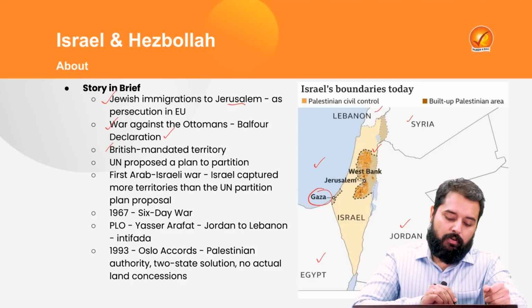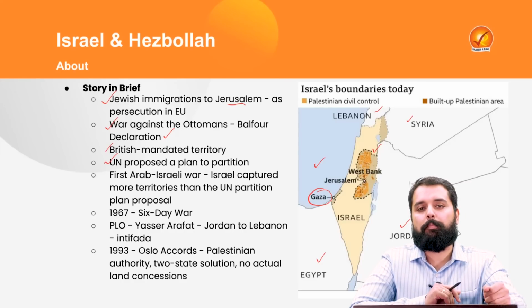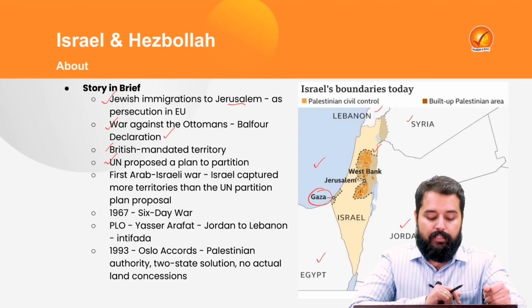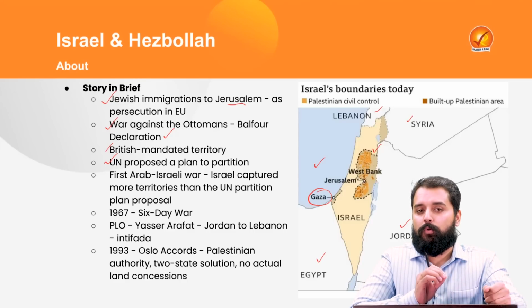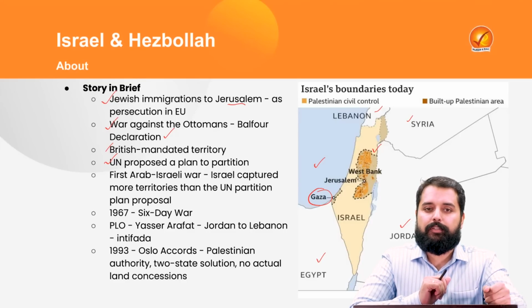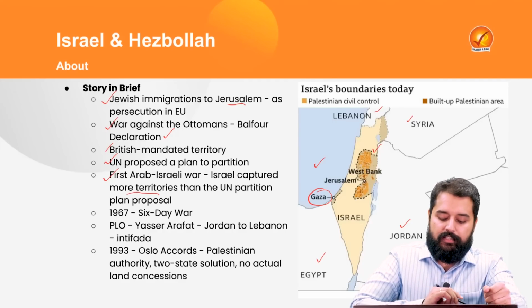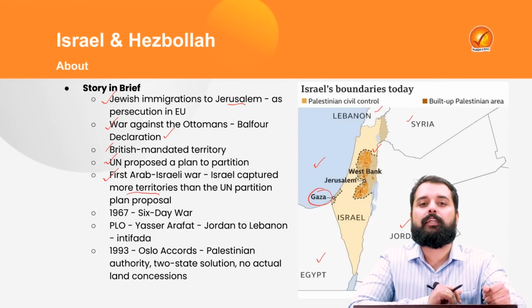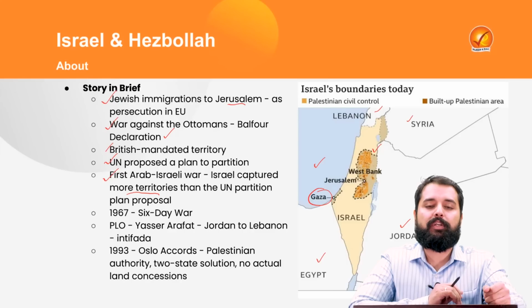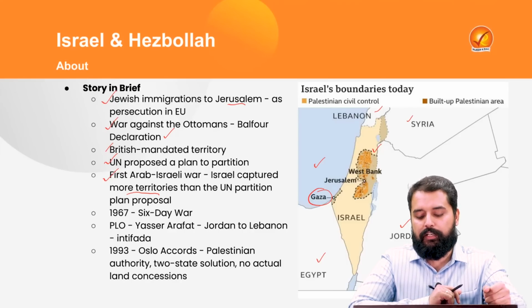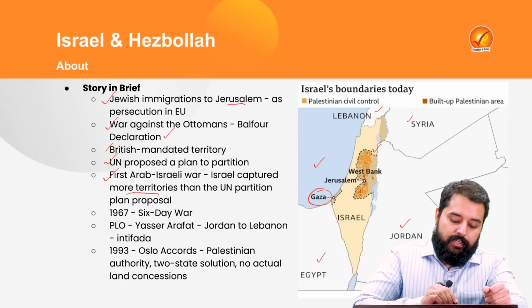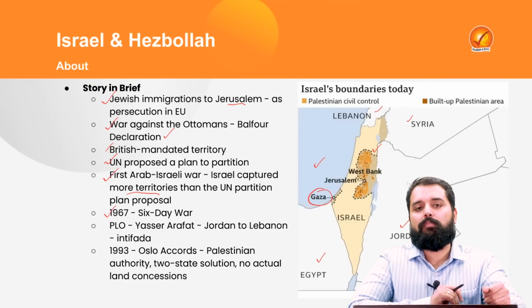After the Second World War, the United Nations proposed a plan to partition. And the war broke out in 1948, when there was the first Arab-Israeli war. Israel captured more territories than the UN partition plan had proposed. It captured 23% more territories, and Egypt also took Gaza and Jordan took West Bank and East Jerusalem. Then in 1967, the Six-Day War happened.